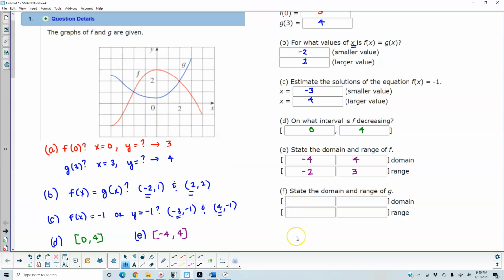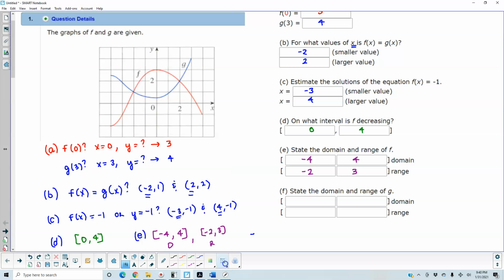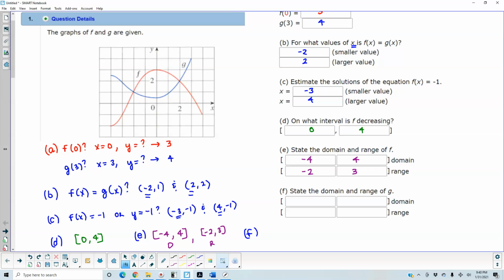Now let's take a look at f. So again, this is the domain, and then the range goes from -2 to 3. Now we want to be able to find the domain and range for g.